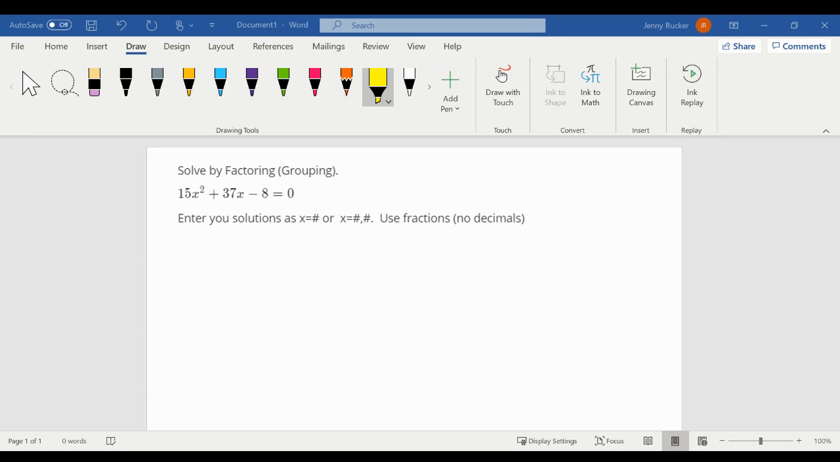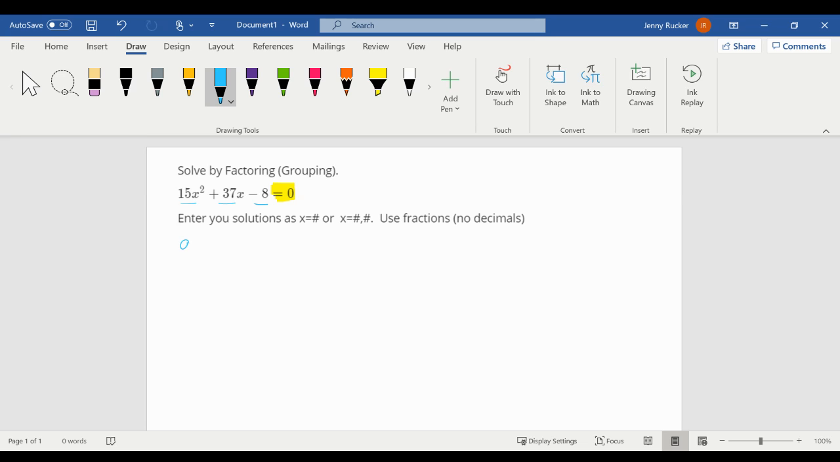Problem, we are asked to solve by factoring using grouping. Our equation is already set equal to 0, so we're ready to proceed with setting up for grouping. We currently have 1, 2, 3 terms. If we're going to do grouping, we need 4 terms, so we can have 2 groups of 2. This means we need to expand our b term.